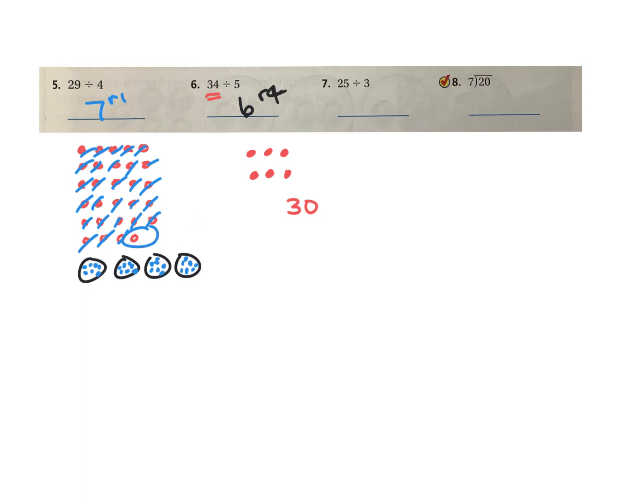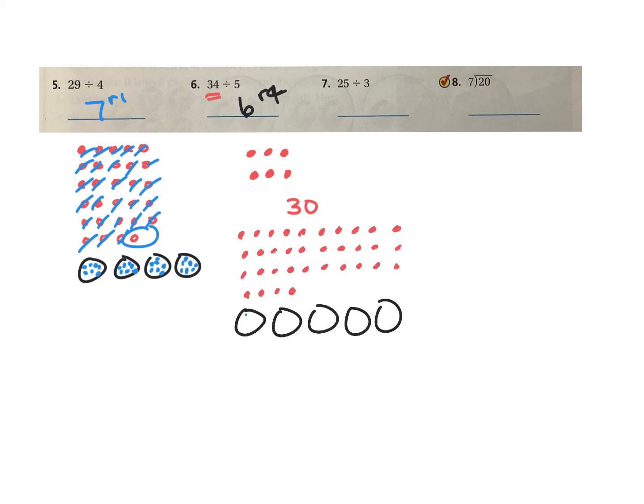Now let's do it with the model. I'm just trying to bridge a gap for the next part. I want to bridge that gap. So we're going to go ahead and do it with the model. I'm going to draw 34, and I'm going to split it into 5 groups so your brain can see the relationship between what I just did and how it got us the same answer. Okay, here I go. 1, 2, 3, 4, 5. 6, 7, 8, 9, 10.